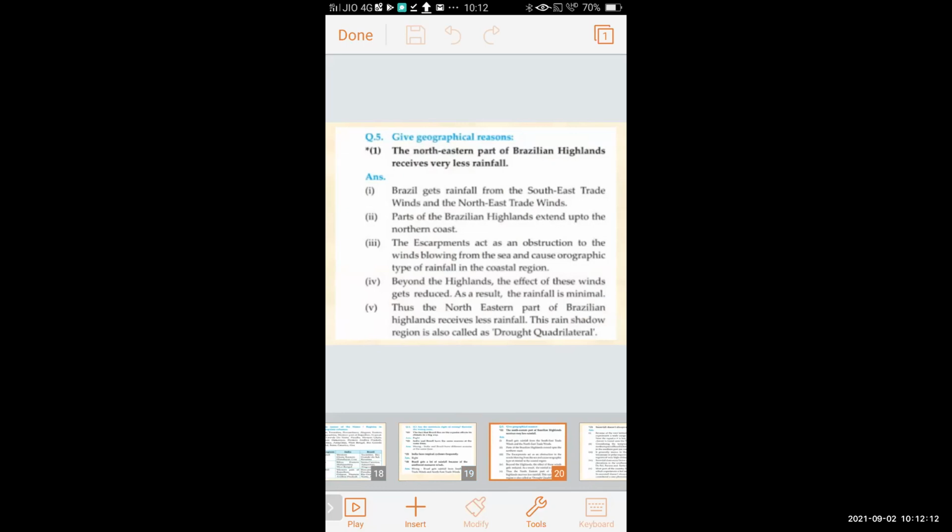Now we will see the give reason questions, and what answer is expected in a particular give reason. First give reason: the northeastern part of the Brazilian highlands receives very little rain. So what is the reason for receiving very little rainfall in the northeastern part?